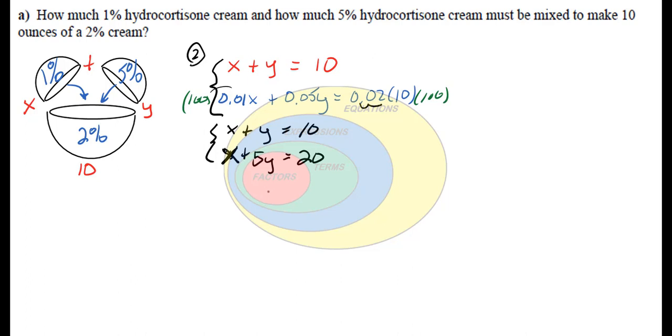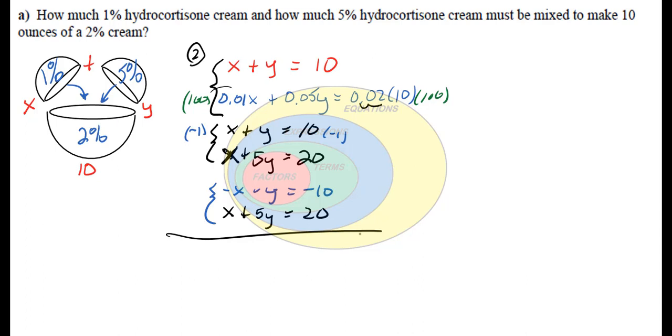So I'm going to use elimination with this. I'm going to take the top equation and multiply through by -1 and rewrite. When I rewrite my system, the top equation will become -X, distributing, -Y equals -10. And the bottom equation stays the same, X plus 5Y equals 20. So now I can add these. The X terms would be gone, and I'd have -Y plus 5Y is 4Y, and -10 plus 20 is 10.